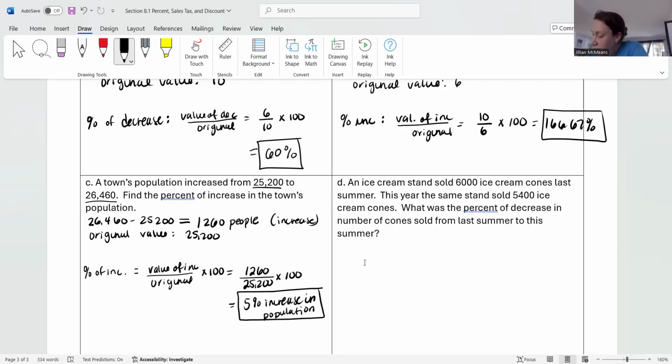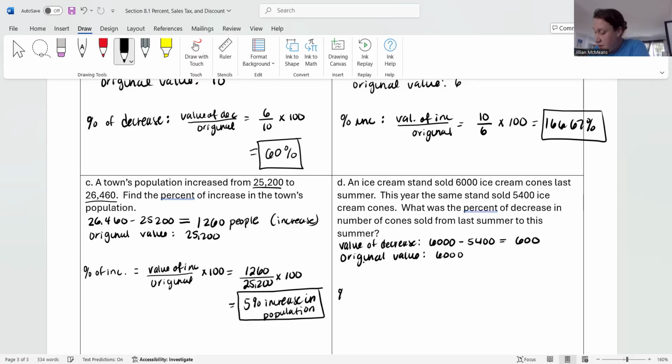So let's figure out the value of decrease. Well, we still just have to subtract. We have to find the difference in the two numbers. So 6,000 one year, 5,400 the next year. So there is a difference in 600 cones. Okay. Now, what is the original value? Well, when you're dealing with a decrease, the original value is going to be the larger of the two. We started out in the first summer, selling 6,000 cones. The second summer, we only sold 5,400. So the original value would be 6,000.